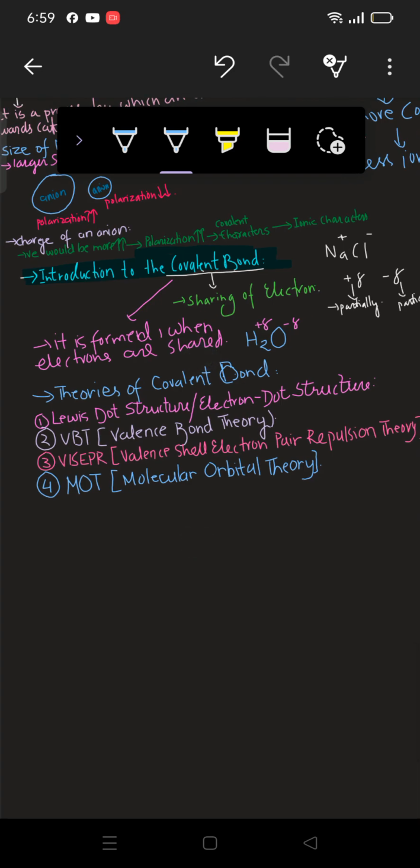The first one, Lewis dot structure or electron dot structure. The second is VBT, valence bond theory. Third is VSEPR, valence shell electron pair repulsion theory. Fourth is MOT, molecular orbital theory.